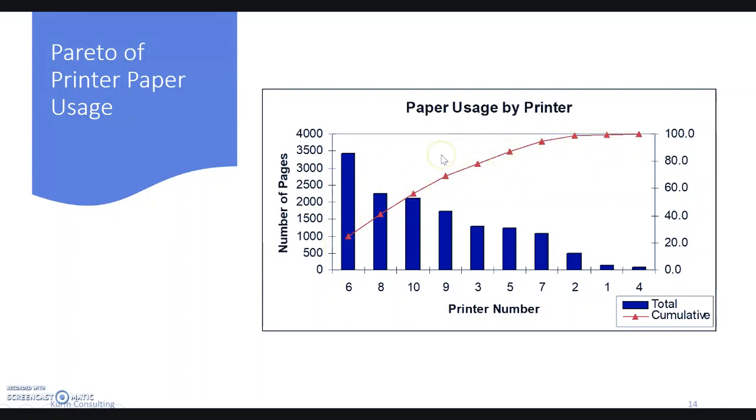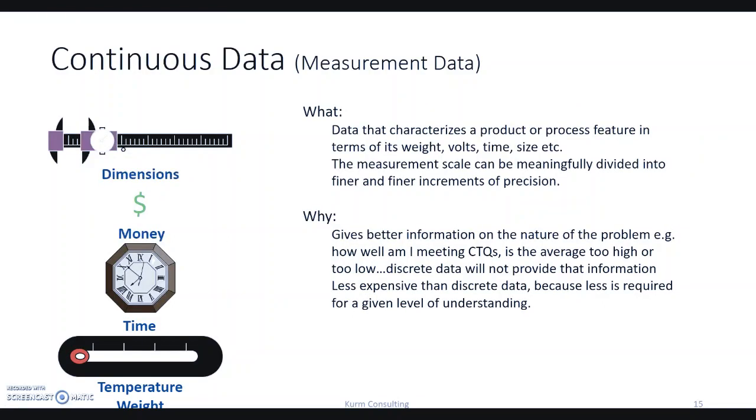Quite often you're going to see that 80-20 rule pronounced everywhere, but in this case, if you want to focus on 80% of the problem and fix it and improve your process, I simply draw this imaginary line, come across here, and then extrapolate down, and these 5 printers, 6, 8, 10, 9, and 3, are the most important to focus on to fix the problem. Okay, hopefully that makes sense.